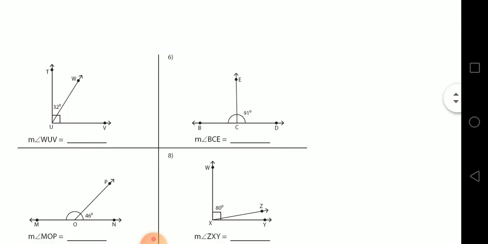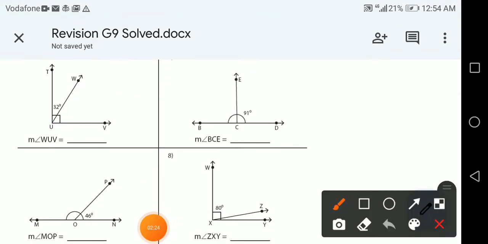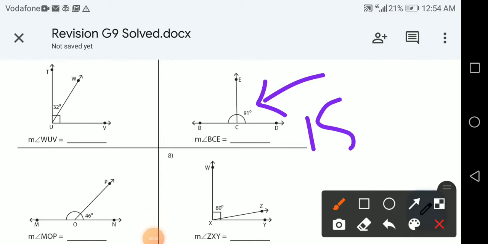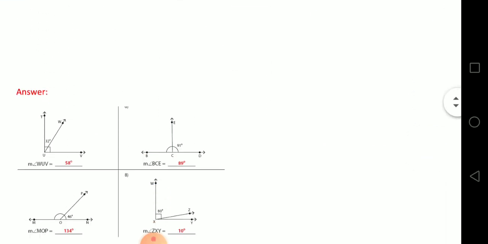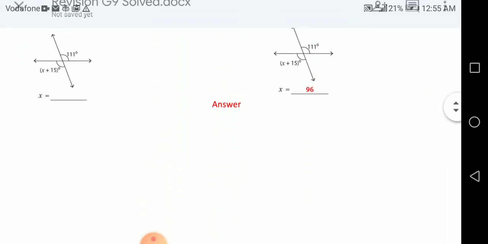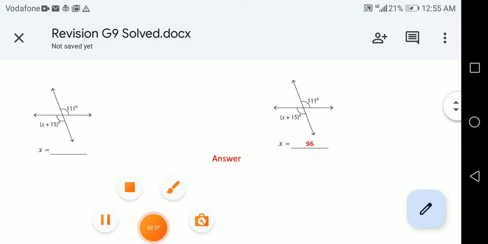What about here the supplementary? Yes, this is the supplementary angle. It will be 180 minus 91 because here is a straight angle, supplementary, 180. Remember that? Okay. What about this? This is the vertical opposite angle.